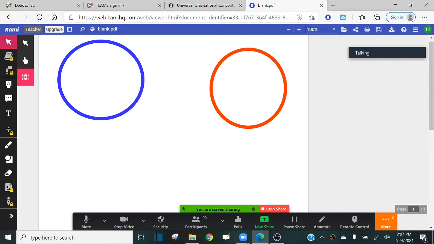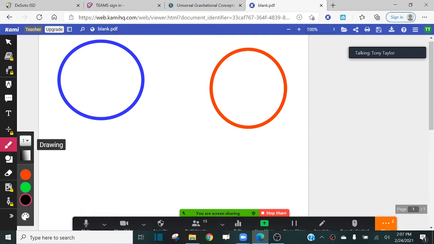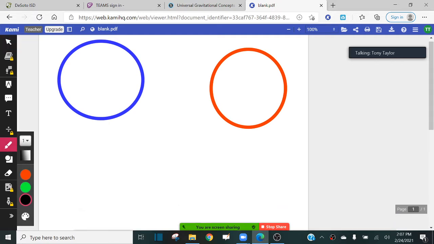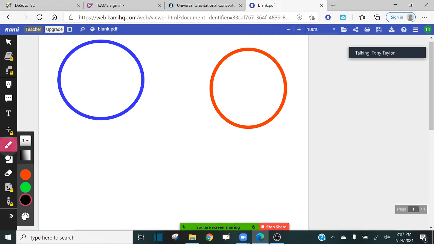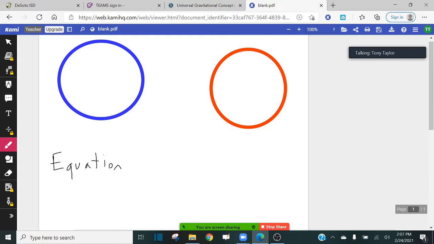So what we're talking about here is that anytime we have two masses and we want to know the gravitational force between those two masses, that's where we're going to use our equation for universal gravitation. Okay. So what is the equation for universal gravitation?